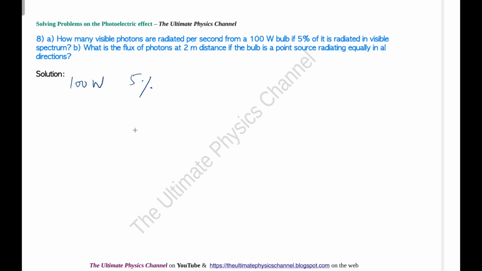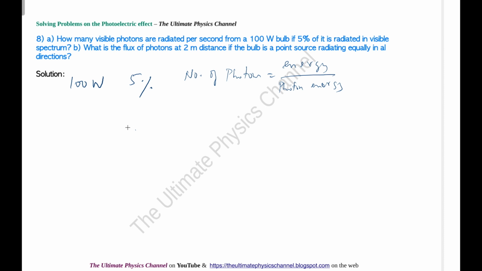So first let's calculate the number of photons for the first part. Number of photons we know is the total energy over energy of each photon. So let's call that photon energy. Total energy over photon energy. Now visible spectrum, so average wavelength we have to take, right?